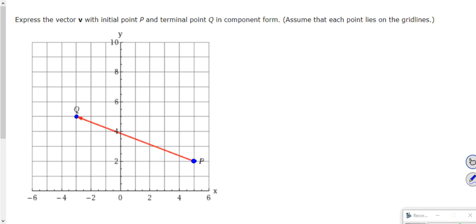So from the initial point P, we go 1, 2, 3, 4, 5, 6, 7, 8 to the left, and we go 1, 2, 3 up. So it would be a <-8, 3>.